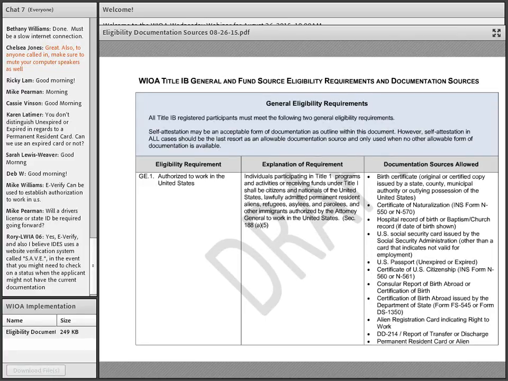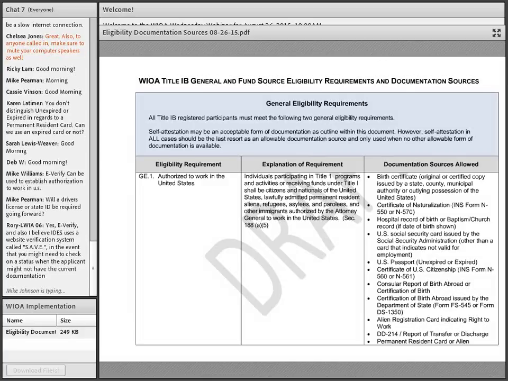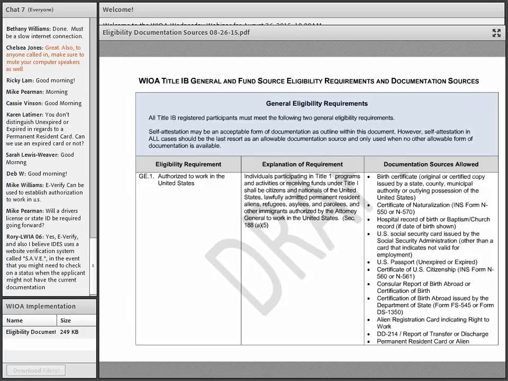So again, the documentation sources, like Mark said, if you find any new, and especially beyond like the INS forms, if we don't have a correct version on there or there's a more up-to-date, if you could let us know, that would be really helpful. Okay, we've got a couple other comments.